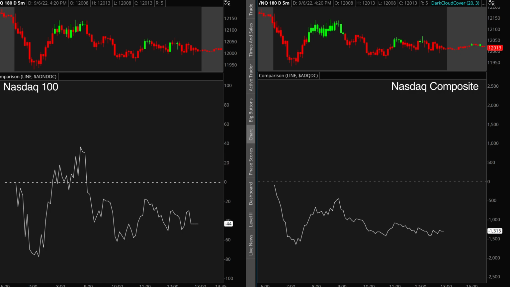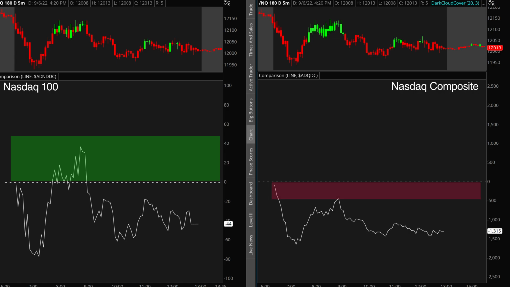In today's session, the intraday rebound was primarily driven by the large stocks that are part of the Nasdaq 100. As you can see, the Nasdaq 100 advancing minus declining issues did move above the zero line, however, it didn't stay there long. The problem was that the index move higher was not supported by the broader market. In other words, the Nasdaq Composite was clearly lacking momentum and didn't get close to crossing the zero line.